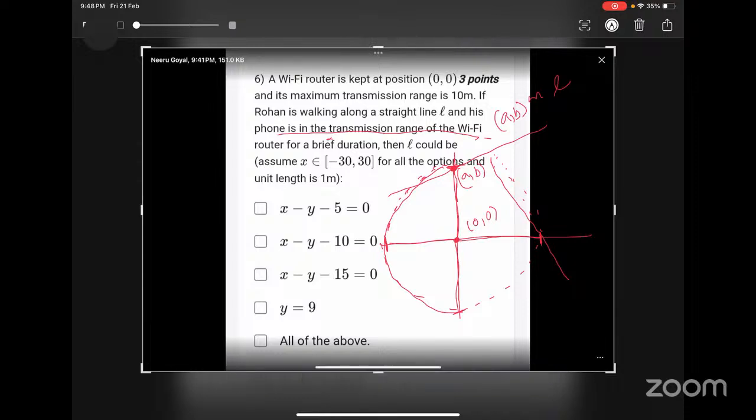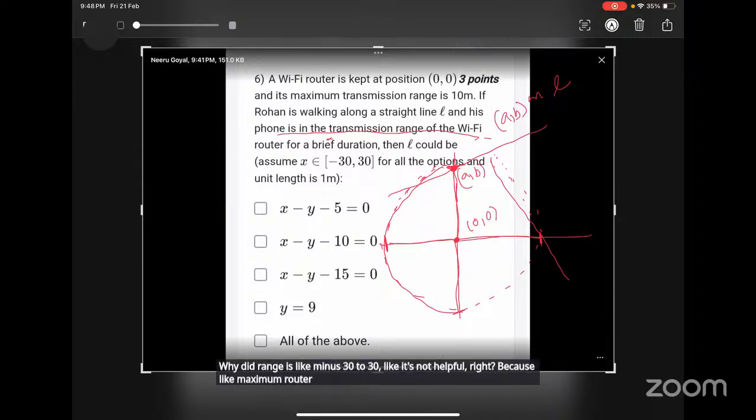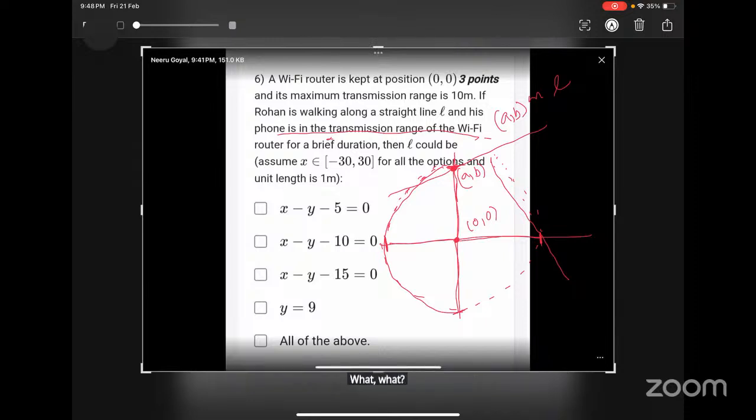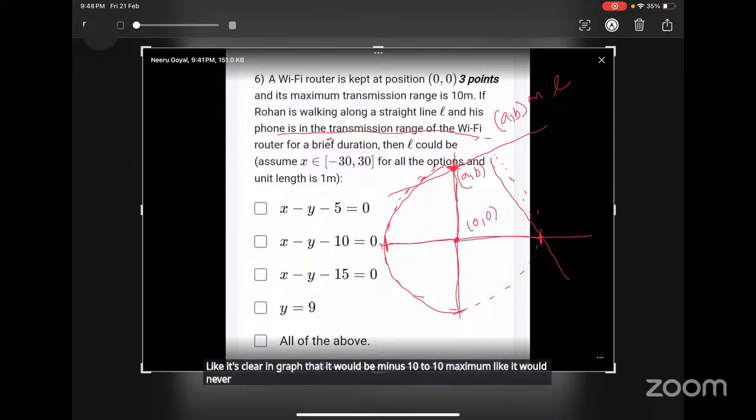Why is that range minus 30 to 30? It's not helpful, right? Because the maximum router range is 10 meters. So even for x, if we take it, it would be minus 10 to plus 10, no more than that. It's clear in the graph that it would be minus 10 to 10 maximum. It would never be minus 30 to 30 for x.